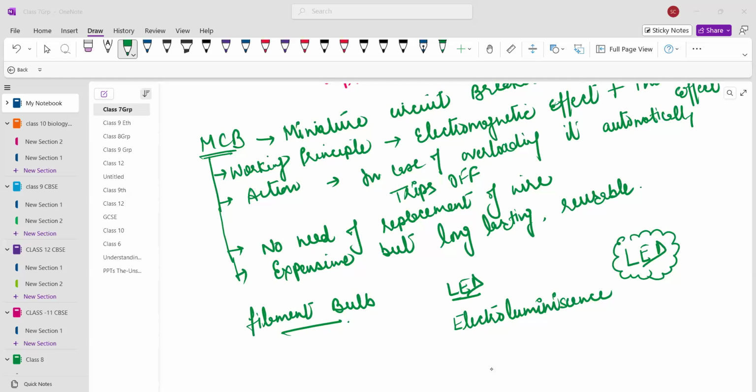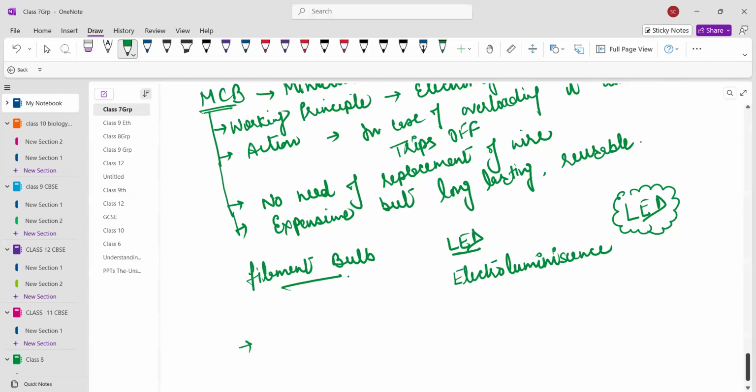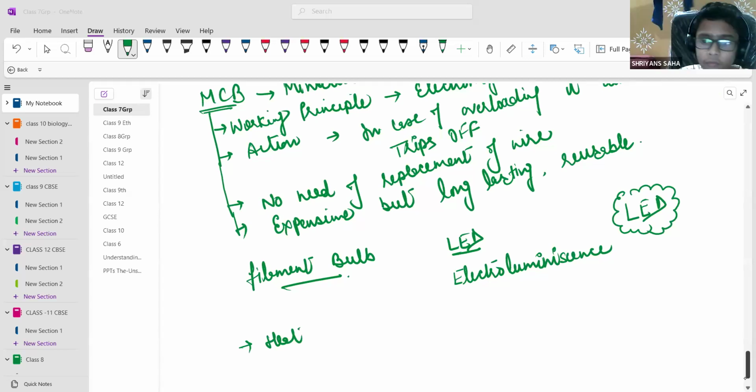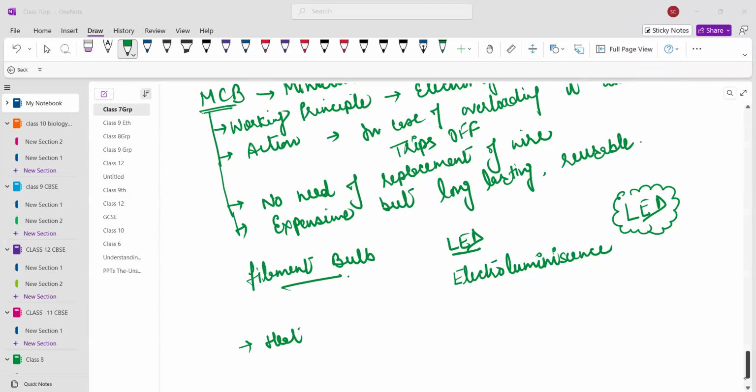Third difference, note down. Third difference was heat. Which is producing more heat? Filament bulb. So the heat produced by your bulb is high and the heat produced by our LED is low.